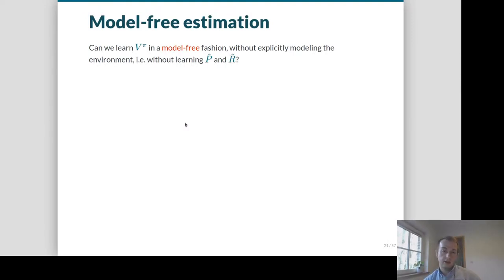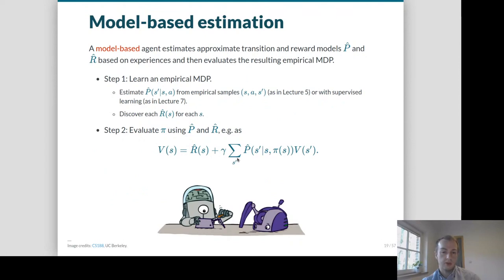Now the question will be, can we learn these same values for a fixed policy but in a model-free fashion, meaning without having to explicitly model the environment, right? So without having to learn explicit approximations P hat and R hat, can we directly try to estimate these V values without that information? And so the answer is yes, and there are actually multiple ways to do that. Which is maybe surprising, because when you look at this equation, which is defining the V value, you really need R and P.